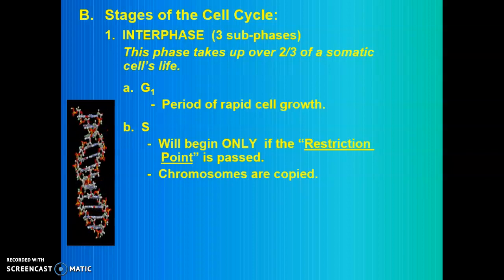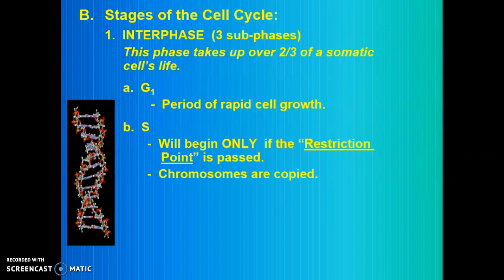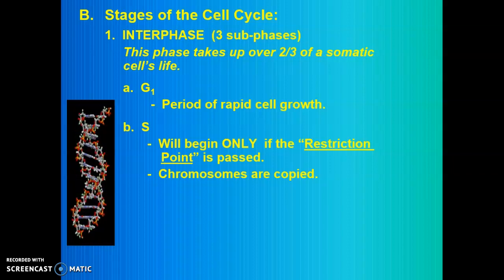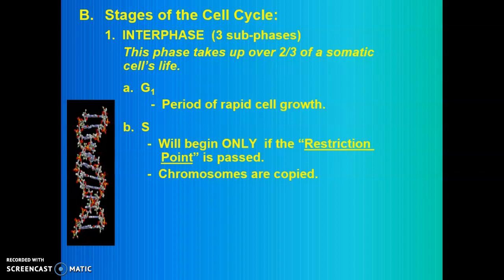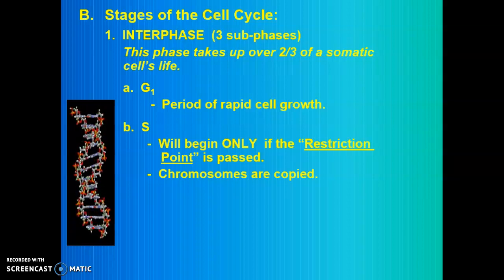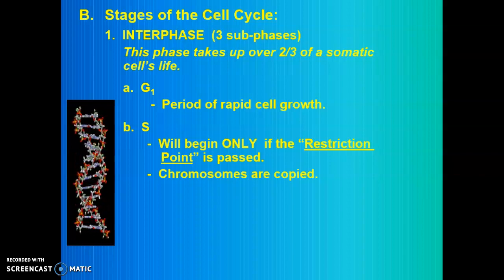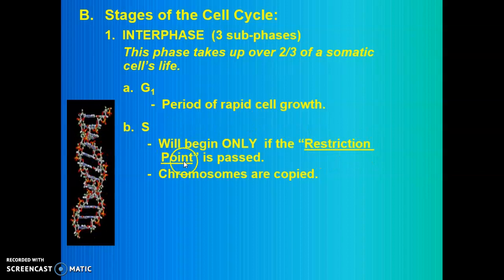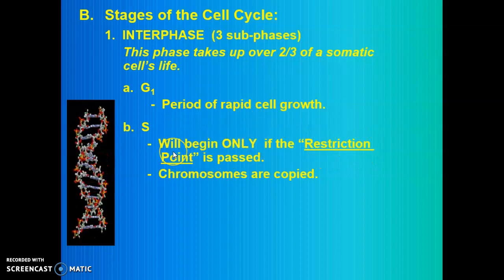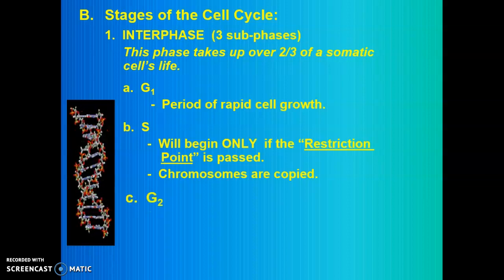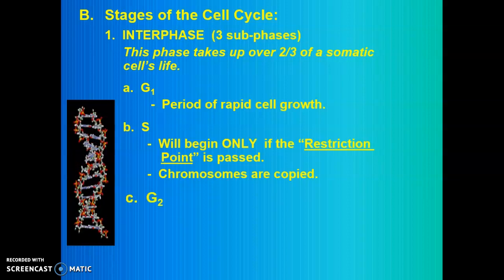That's where I was saying earlier in the first video that the chromosomes will be copied. Each one will now look like an X, or a sister chromatid pair. So that's going to be all happening. DNA replication will happen during this S phase if the cell gets too big and passes this restriction point, or point of no return. The third and final subphase of interphase is going to be what we call G2.